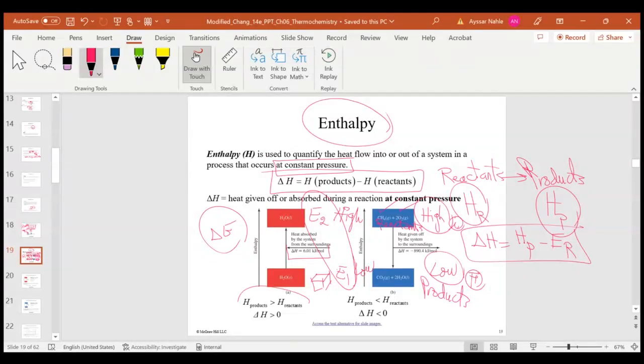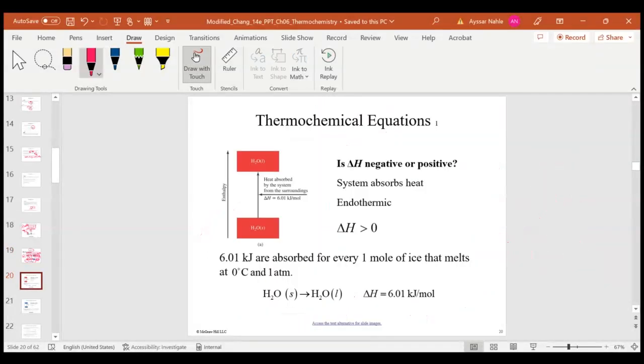Now, in the first case, the enthalpy of the product is higher than the enthalpy of the reactants, and therefore delta H is positive, and this reaction is endothermic. Here, it's the opposite, so I'm not going to go through it again, but clearly delta H is negative. When delta H is negative, it means the reaction is an exothermic reaction. Excellent, good.